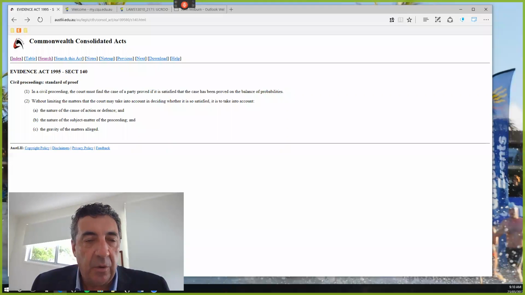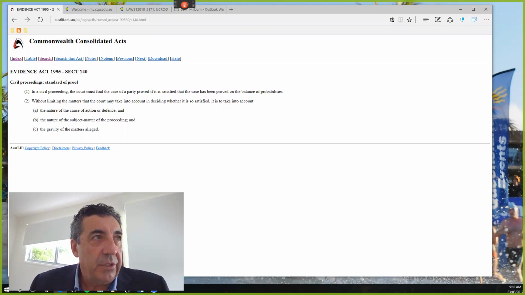I apologise that I'm concentrating mostly on the Commonwealth evidence situation at this stage, because this section brings into play a thing called Briginshaw, and I want you to understand that. All right, so you should be saying the Evidence Act, section 140, and note that in civil proceedings, the party proving its case must do so on the balance of probabilities.